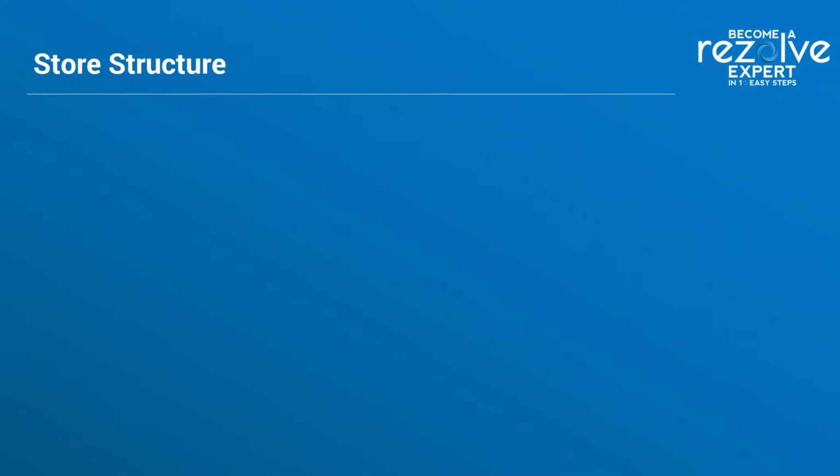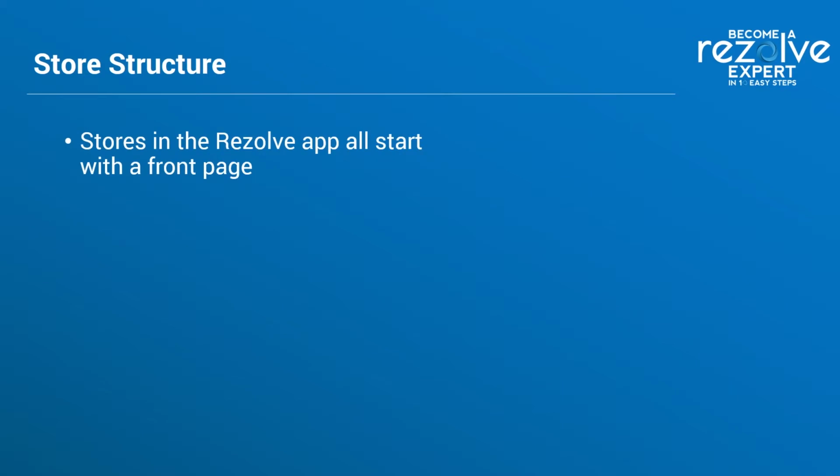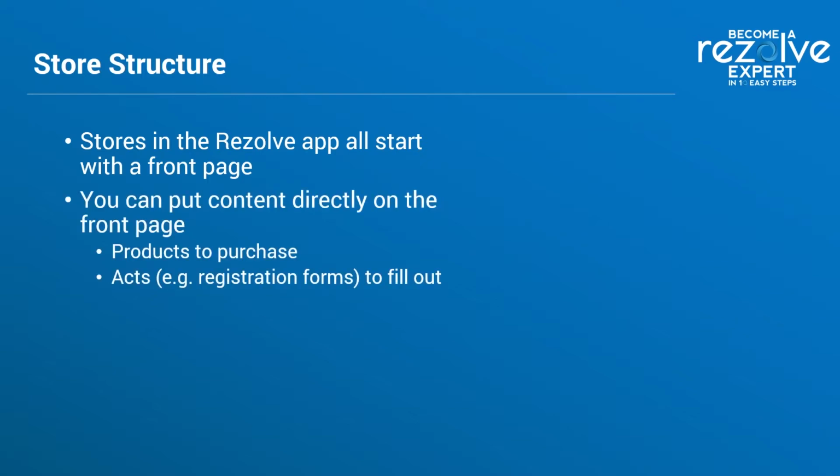Before we get into products per se, it's worthwhile thinking a little bit about store structure, the structure of a store within a Rezolve-enabled app. Every single store in a Rezolve-enabled app will have a front page, so they will at least have one page. If you're just selling a couple of products, or one product, or you've got a single act on there, you can put them directly onto that front page and they'll work absolutely fine. That's certainly a valid way to do a store within Rezolve.